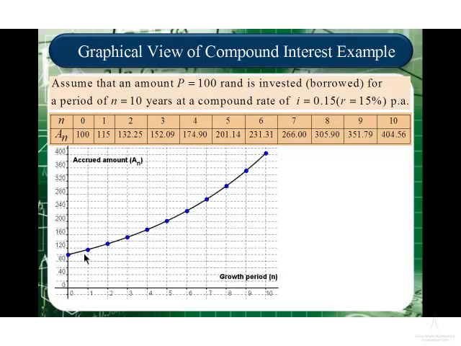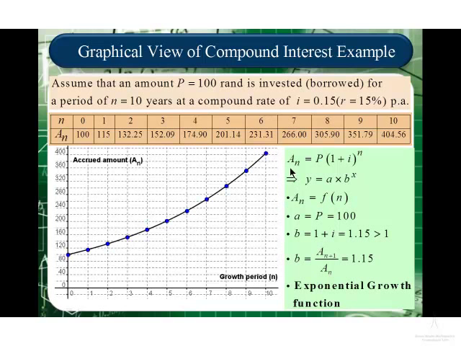We plotted the corresponding points from our table as indicated, and we have applied the best fit curve to get a sense of the growth trend for compound interest over a 10-year period if we invest 100 Rand to start out with. So let's just summarize then.